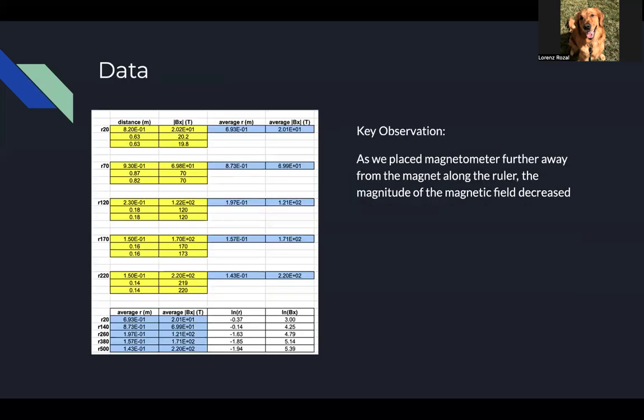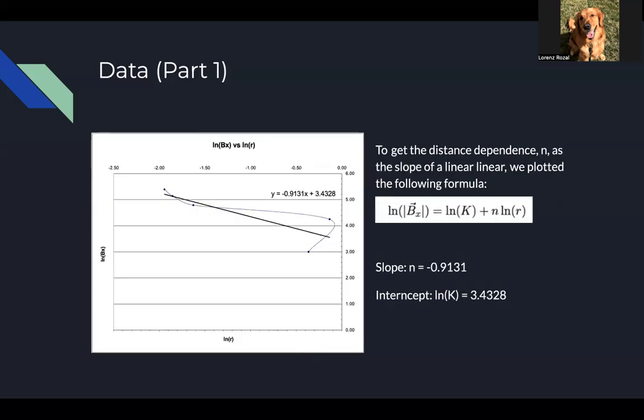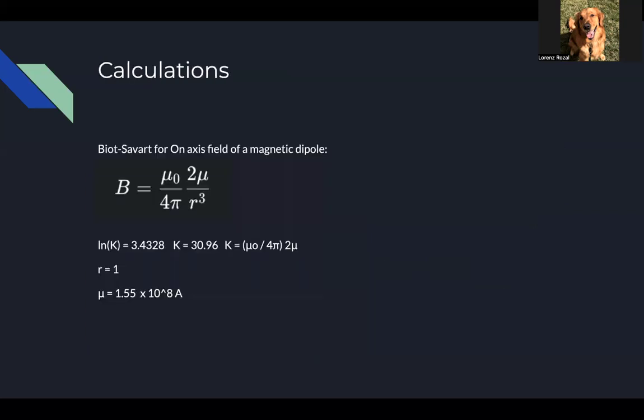So this is the data that we found. The main key observation was that as we place the magnetometer further away from the magnet along the ruler, the magnitude of the magnetic field did decrease, which does make sense. This was the graph that came out, where we plotted the natural log of magnetic field versus the natural log of the distance. We found that the slope was negative 0.9131, which is the distance dependence, and the intercept, the natural log of k, was 3.4328.